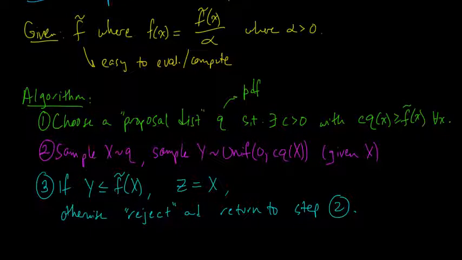And so the output is Z, and Z is distributed according to our target distribution F. And in the next video, we'll prove why this is correct. Why, in fact, this algorithm gives you a Z which is distributed according to F.